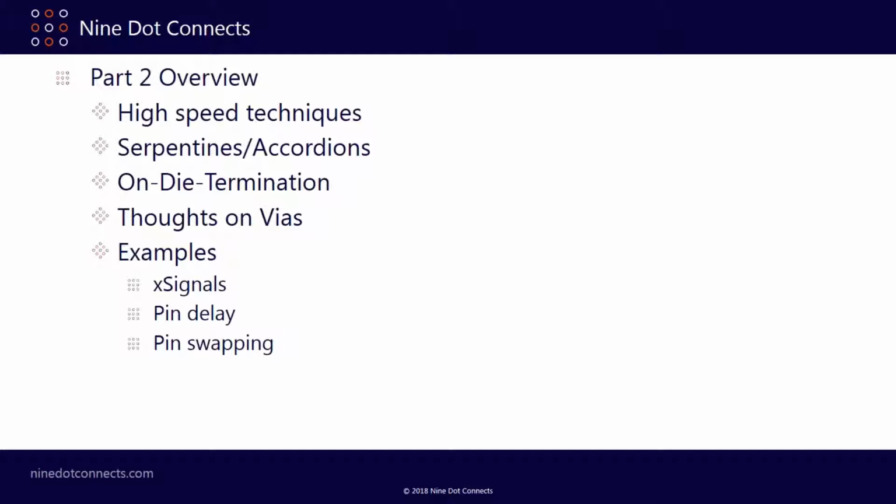We're also going to talk about serpentines, accordions, and some people refer to them as meander lines. I'm also going to talk about On-Die-Termination. That's a term that you'll hear quite a bit associated with DDR3 and can be kind of confusing. Then I'm going to wrap up my section with thoughts on vias. I'm not going to go into a whole lot of detail, but just give you an overview. And then Tom's going to take over and talk about xSignals, pin delay, and pin swapping.